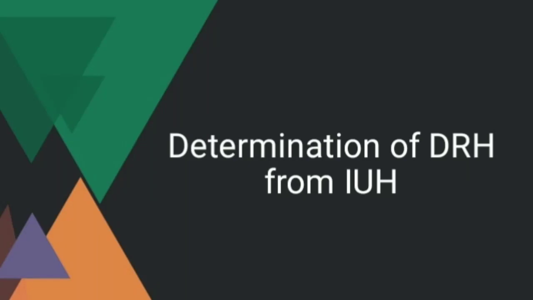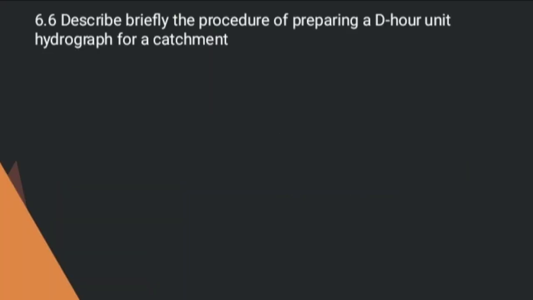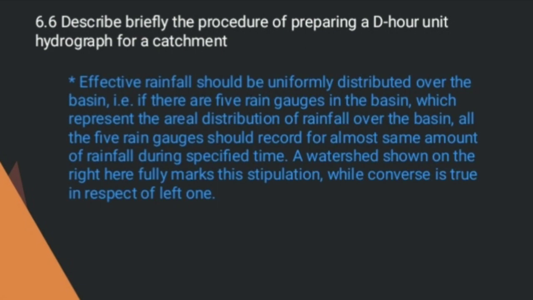Determination of DRH from IUH. 6.6. Describe briefly the procedure of preparing a DR unit hydrograph for a catchment. Effective rainfall should be uniformly distributed over the basin.